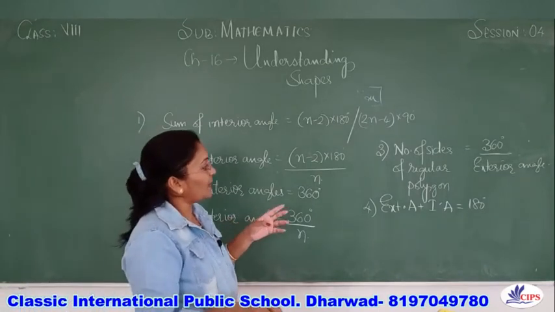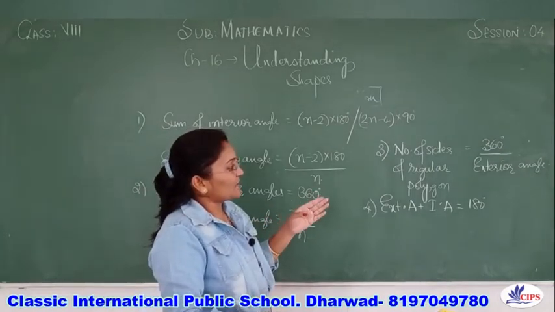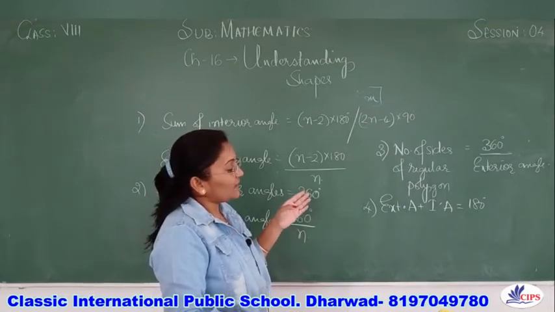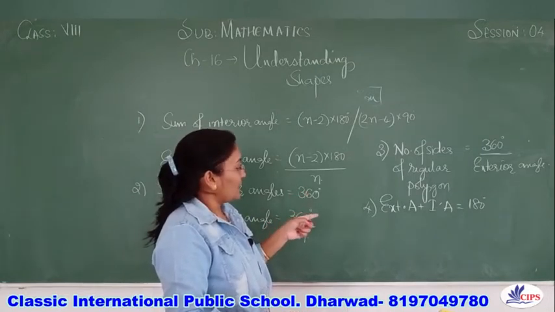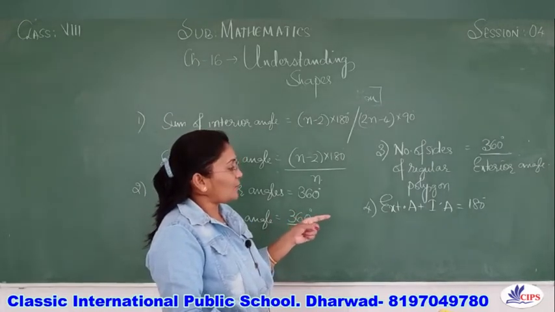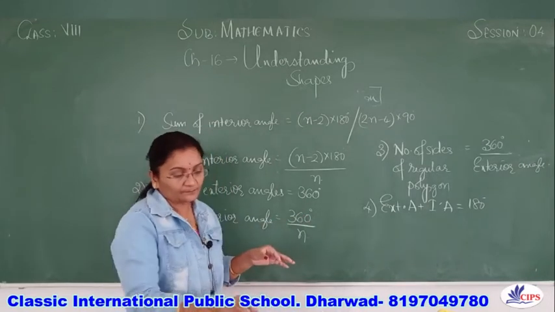Third, the number of sides of a regular polygon is equal to 360 degrees divided by the exterior angle. So we get the number of sides. The last one: exterior angle plus interior angle equals 180 degrees at each vertex. So learn all these formulas.